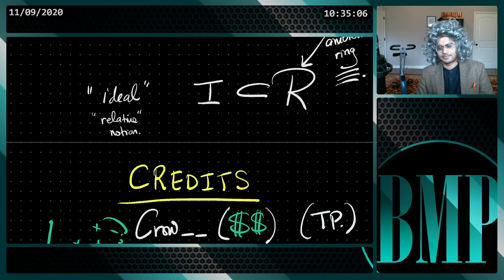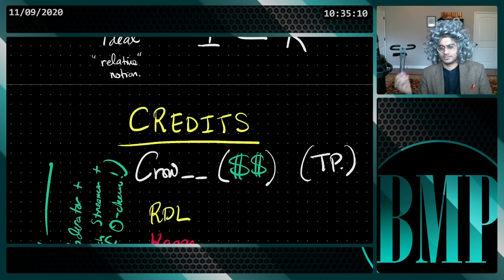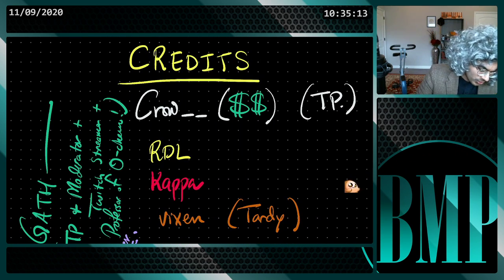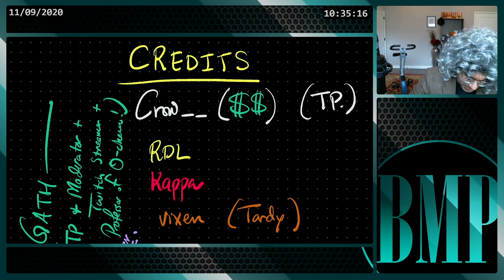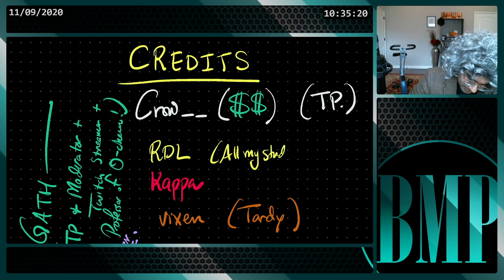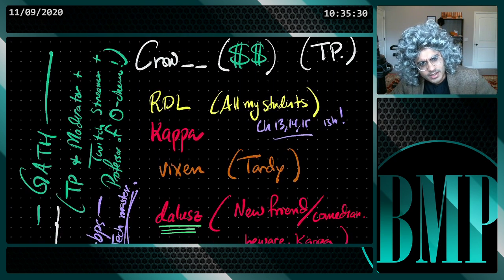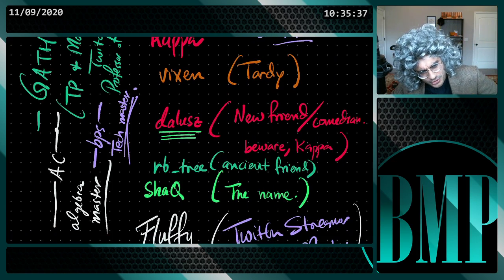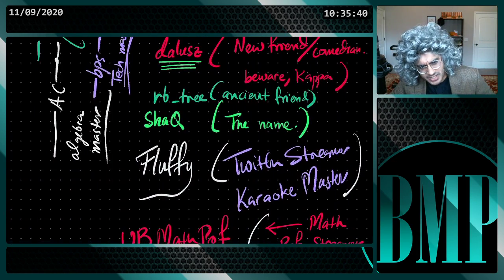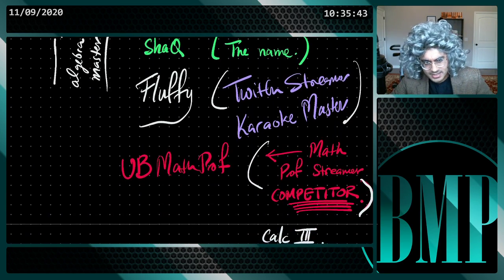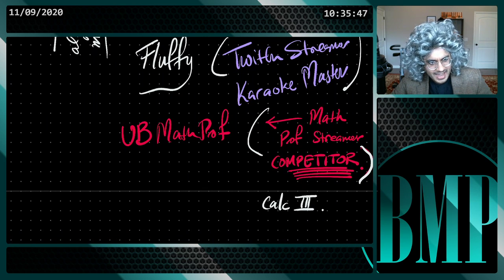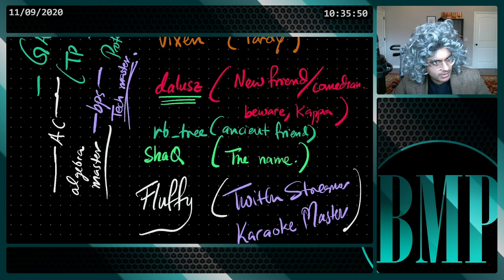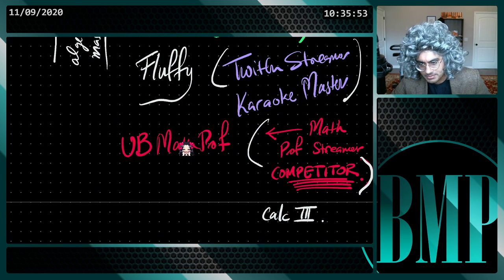So here we go, credits. Pro. RDL, Cap. RDL, who else was here, by the way? I don't know who else was here. All my students. Chapters. Vixen, late. Kappa, jokes. Dallas, better jokes. Possibly. I don't know. Arbitrary, ancient friend. Shaq, good name. Fluffy, streamer. UB math prof. Insane. Great professor at UB. And all the mods here. Awesome.